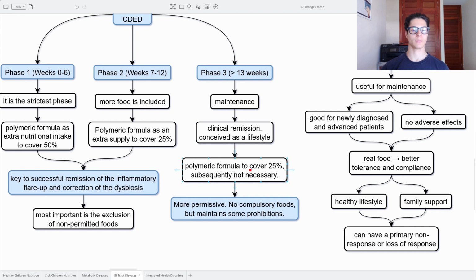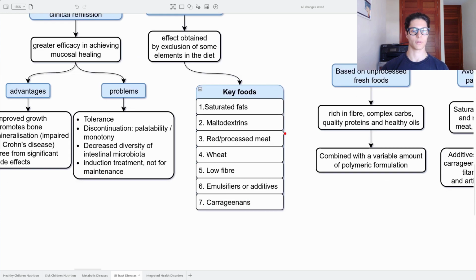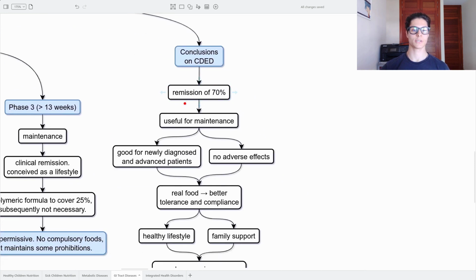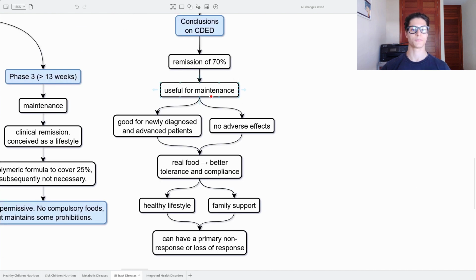The polymeric formula will cover initially 25%, so coming from the phase 2, subsequently not necessary, so we can stop using it. It is more permissive and it has no compulsory foods, but maintains some prohibition, following these key foods right here. So the conclusions on the Crohn's disease exclusion diets is a remission of the 70% of the individuals, which is good. Useful for maintenance, good for newly diagnosed but also advanced patients.